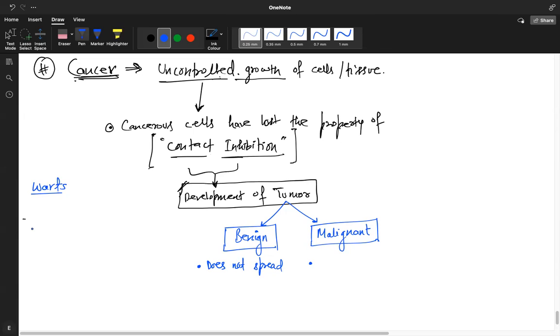So warts are benign growths on the skin, and warts are caused by viruses mostly. Specifically, there is a virus called papilloma virus. In humans, it is called human papilloma virus, HPV. It's an infectious virus, and that causes warts.